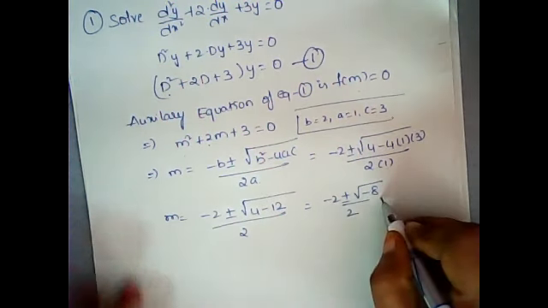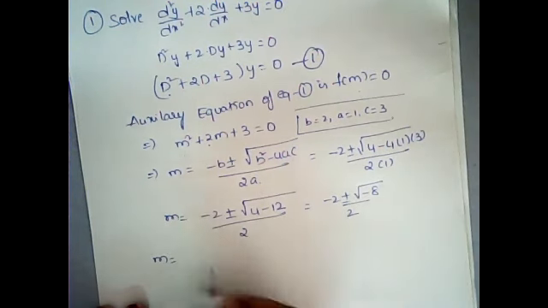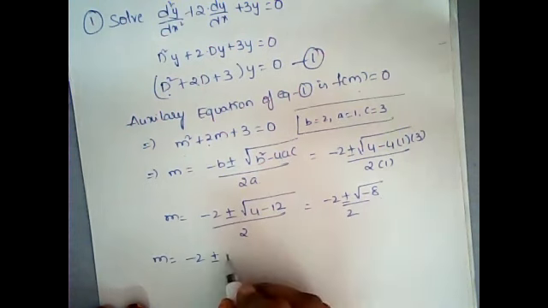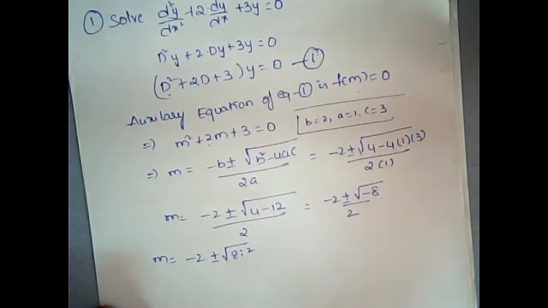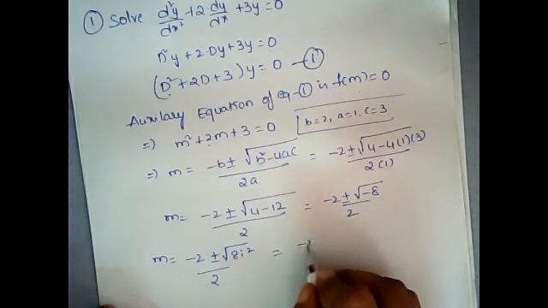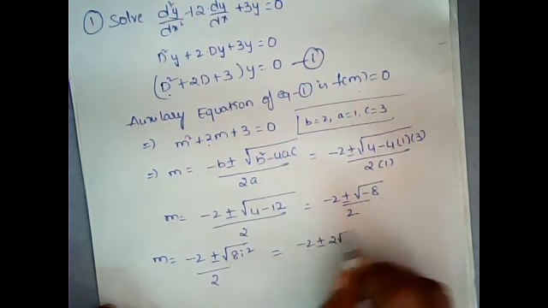So this minus 8 I can also write in the form of minus 2 plus or minus root of 8i square. And this 8 I can also write as 2 root 2. So m is equal to minus 2 plus or minus 2 root 2 i square by 2.